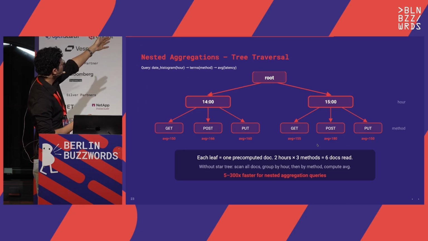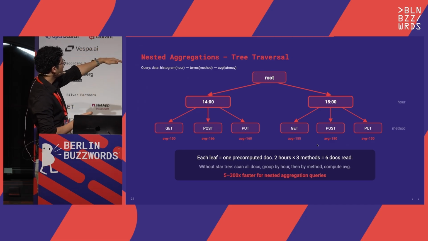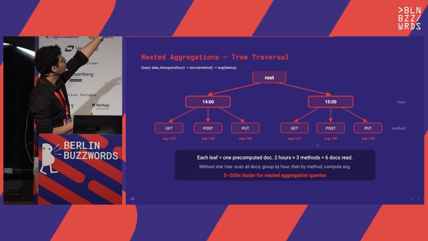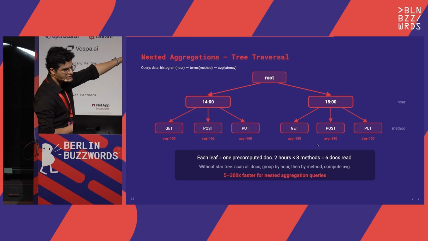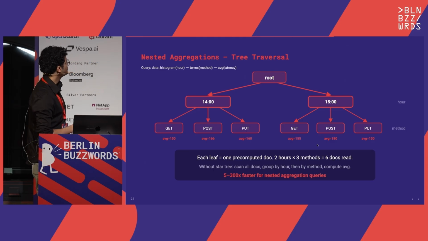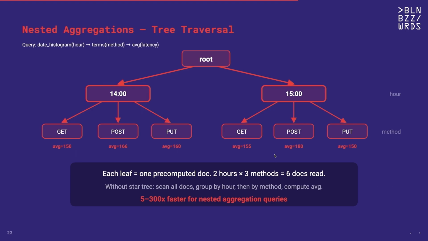For all posts in the 14th hour, we'll have our average as 166. Similarly, for all posts in the 15th hour, we'll have the average as 180. So we can basically find out the total nested query output because of this. And on benchmarking, this was 5 to 300 times faster for nested aggregation queries.